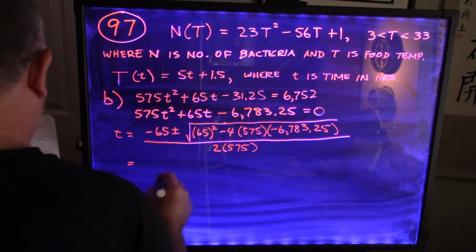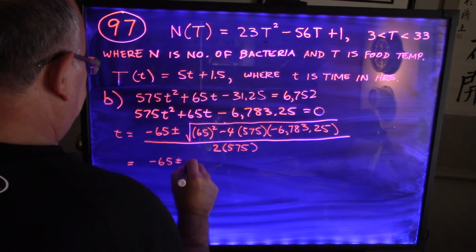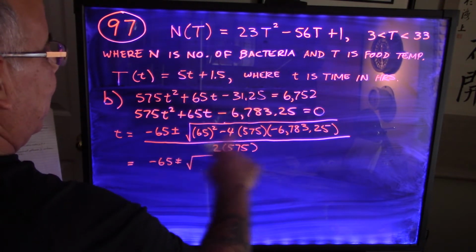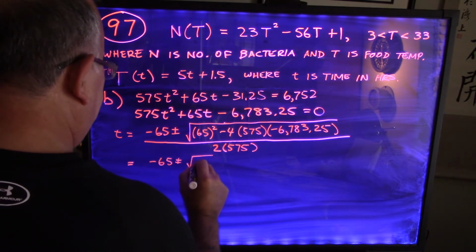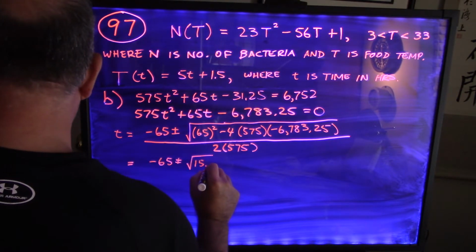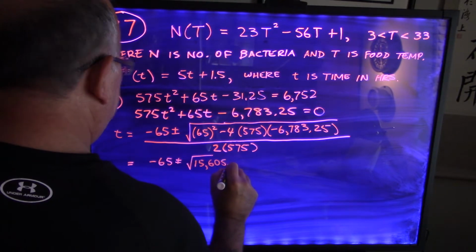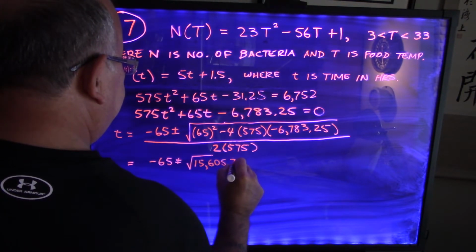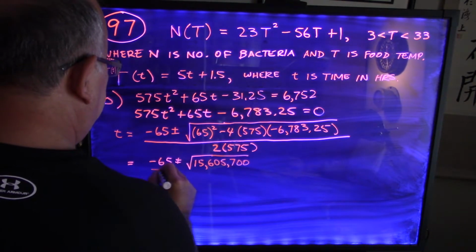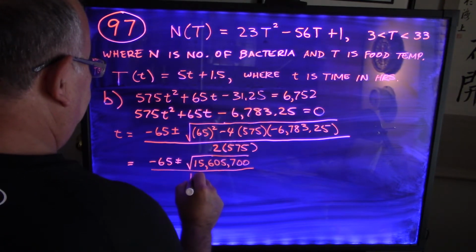So that simplifies to negative 65 plus or minus, and you can plug that into a calculator and get the result. That comes out to be 15,605,700. And 2 times 575 is 1150.